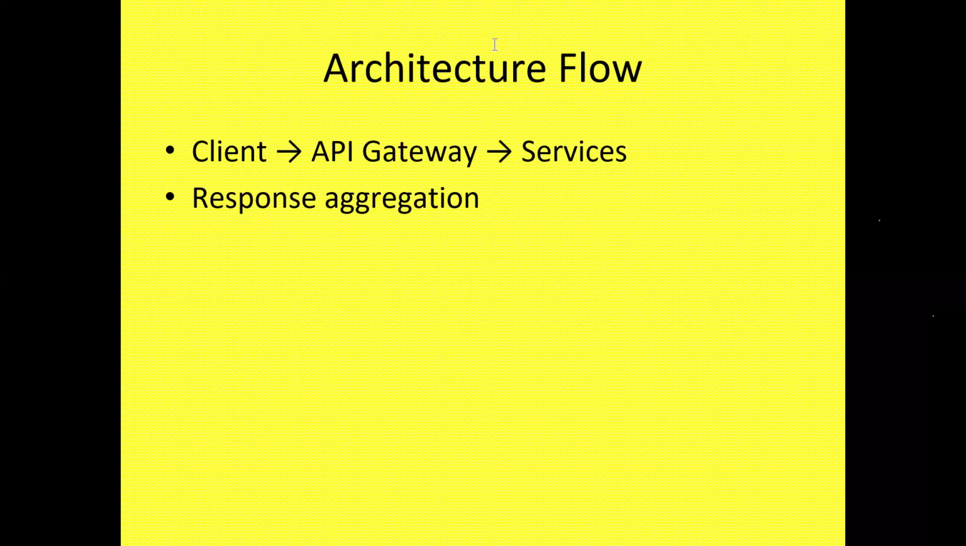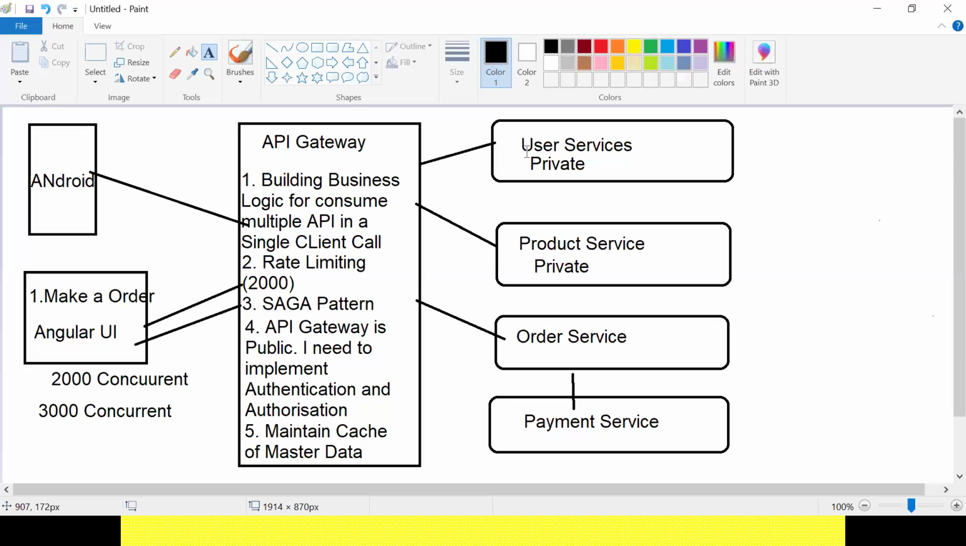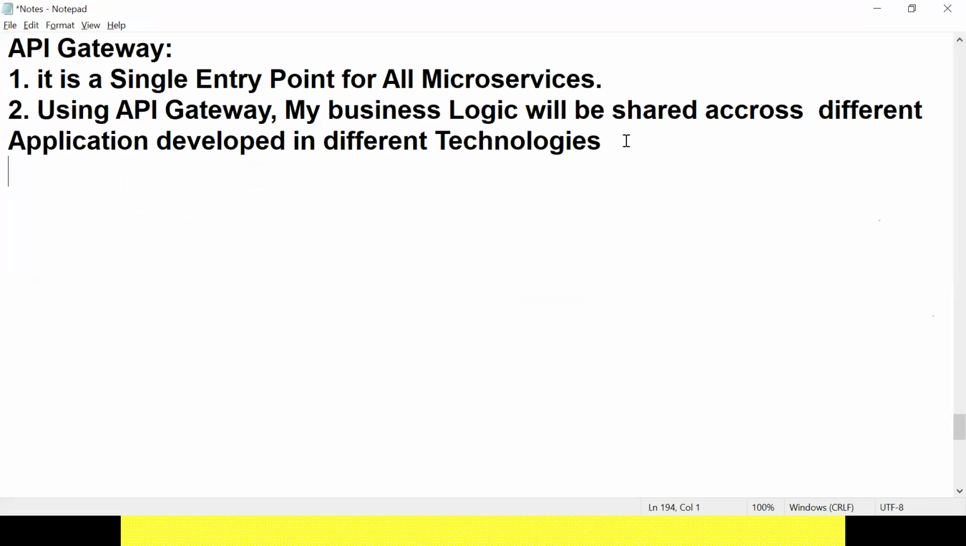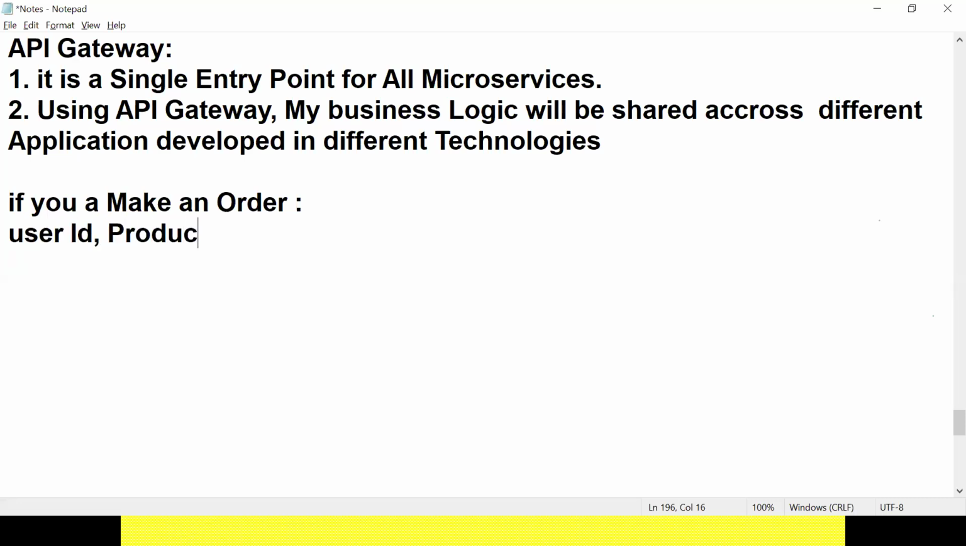Let's take an example. I'm going to check the user ID. When you make an order, what information will you pass? What is your request? You will send the user ID, the product ID or product IDs, however many you are going to pass, and the card number for doing a transaction. Am I right?